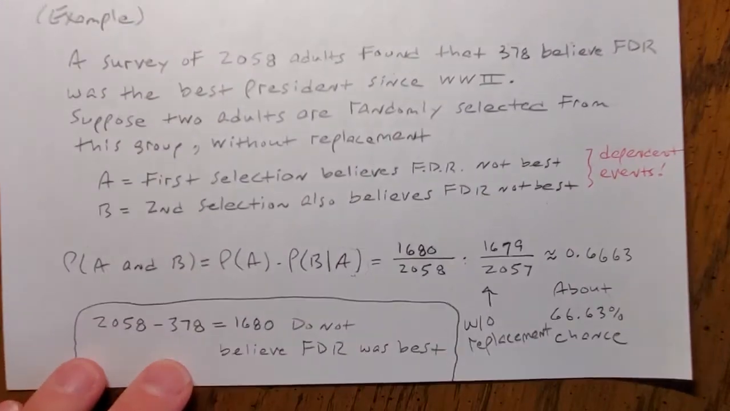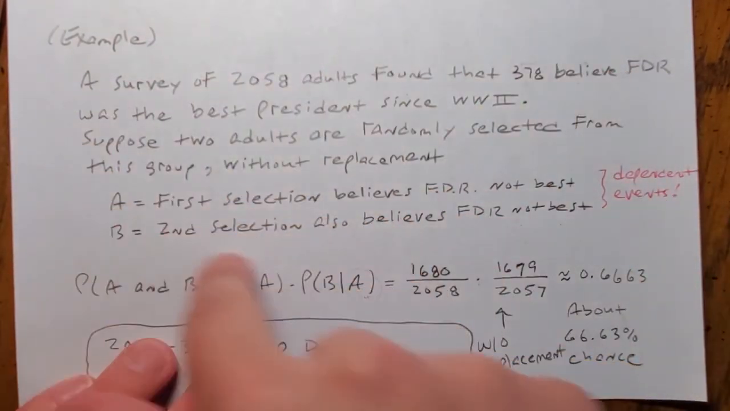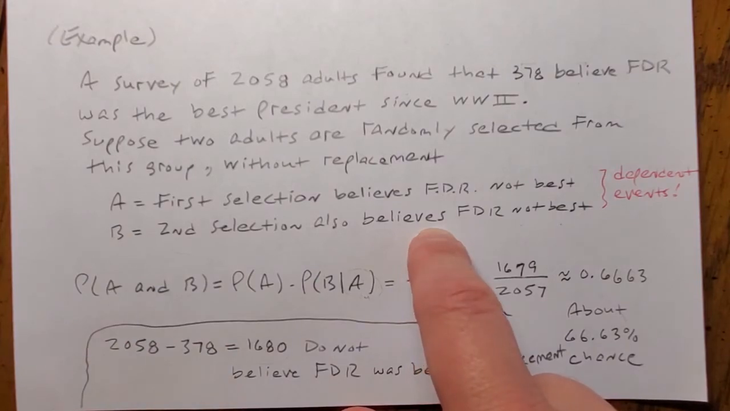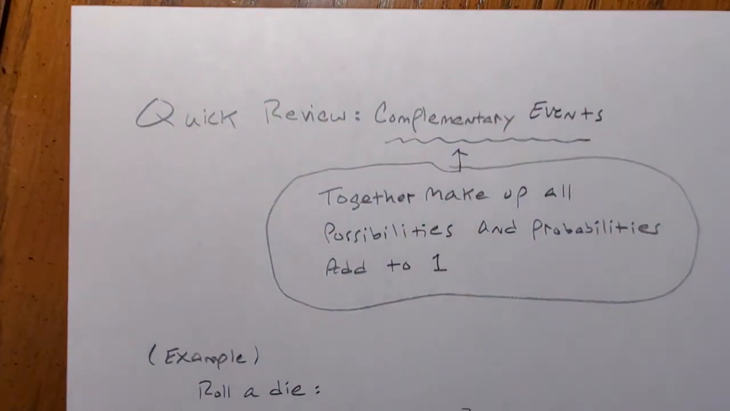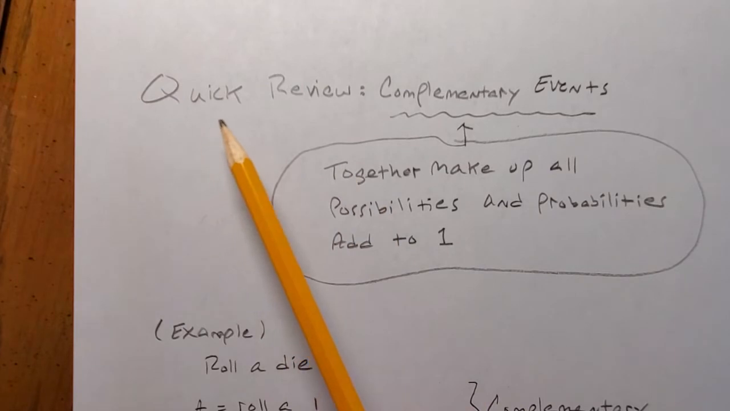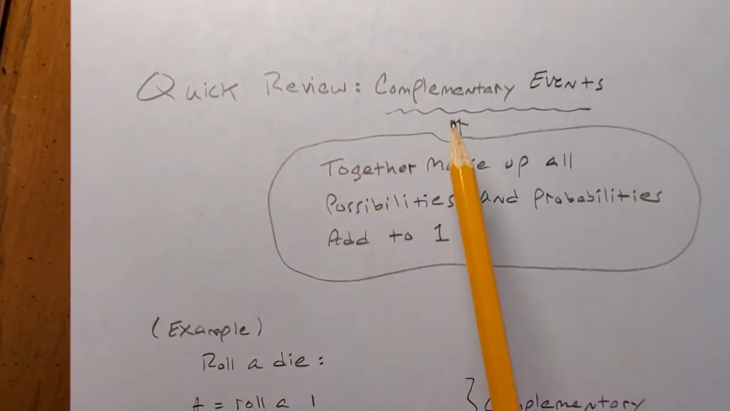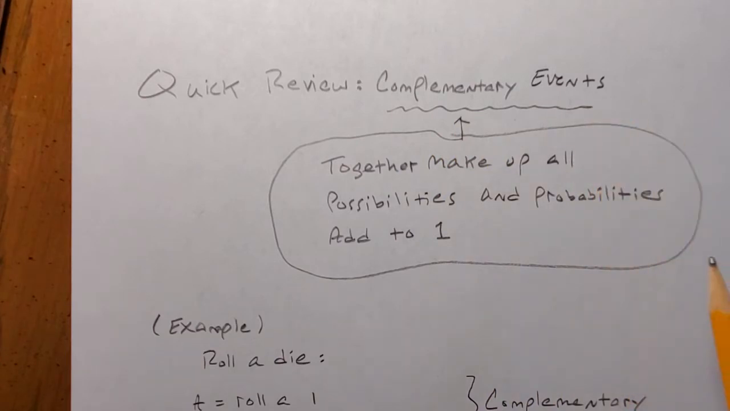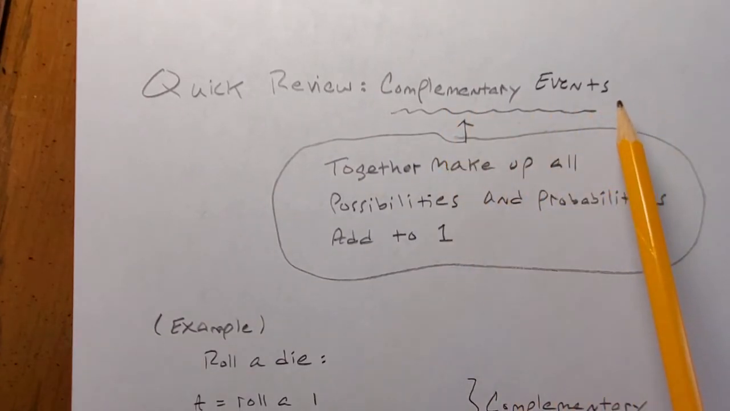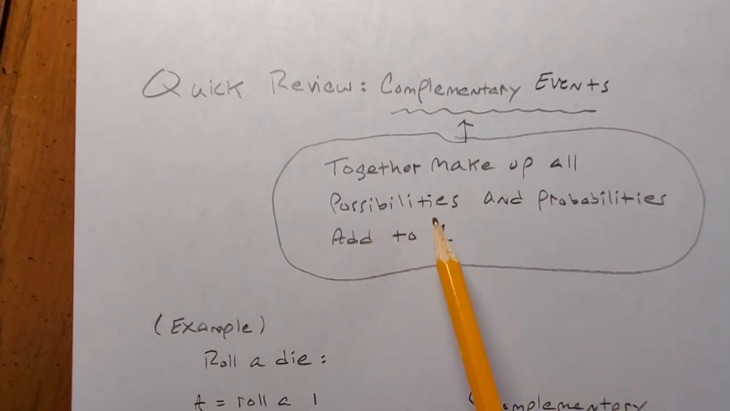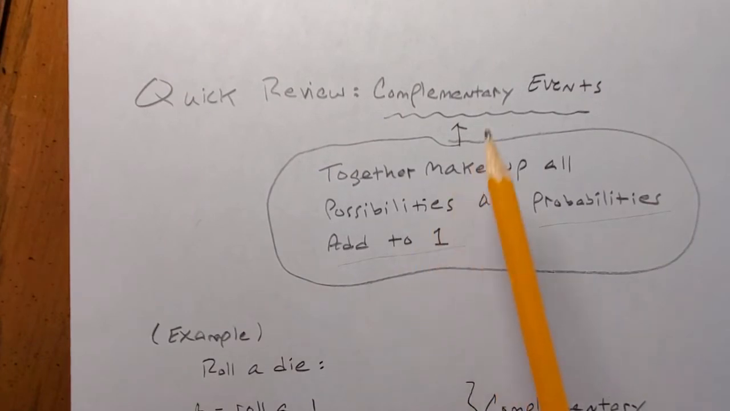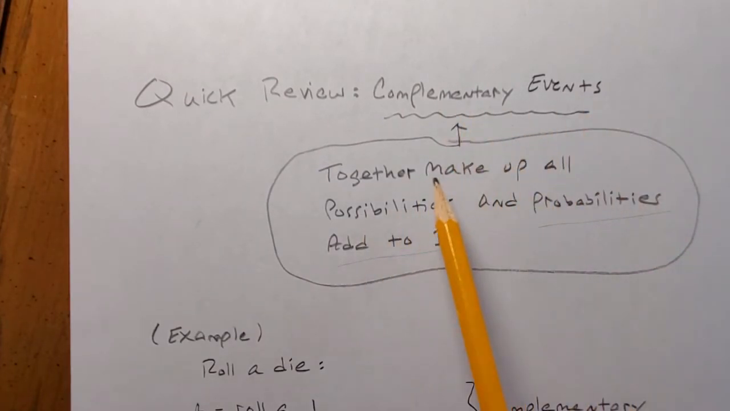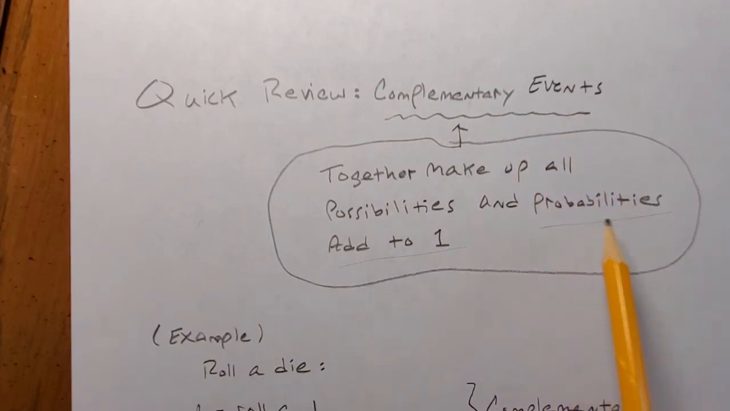Okay. Now, for my last question, I want to do another variation on this that involves something I brought up in a much earlier video. Okay, so I'm going to do a variation of this, and I want to do a quick review about something. So, in maybe like 2-3 videos ago, I talked about something called complementary events. Complementary events are events that together make up all possibilities. Okay? And the probabilities of complementary events add to 1.